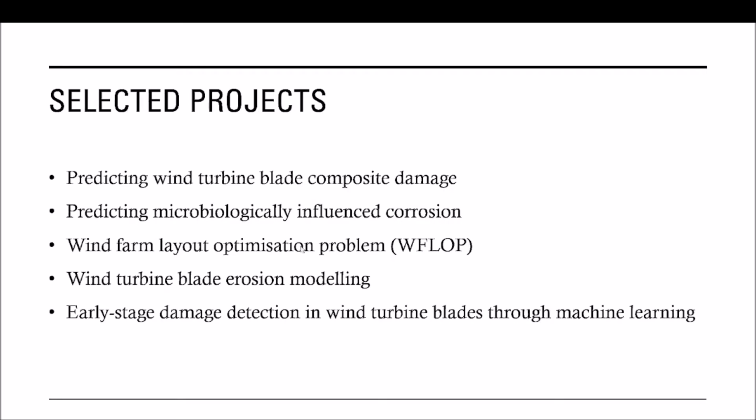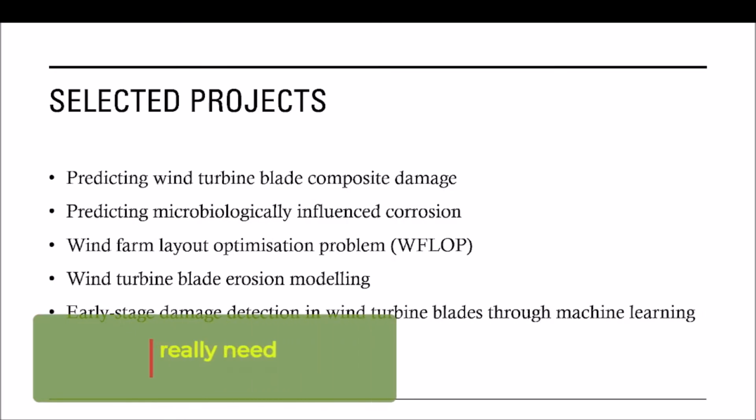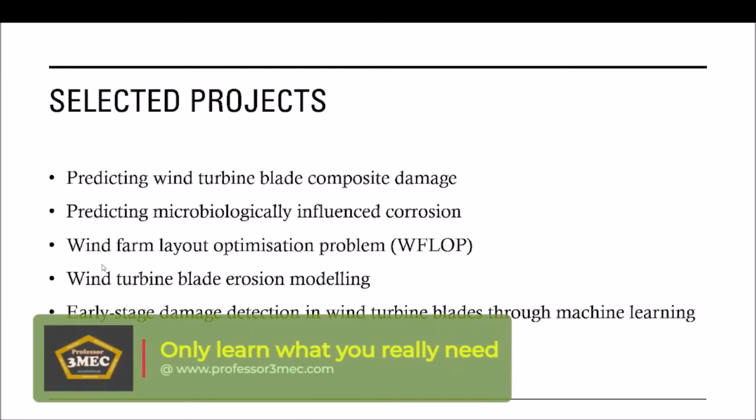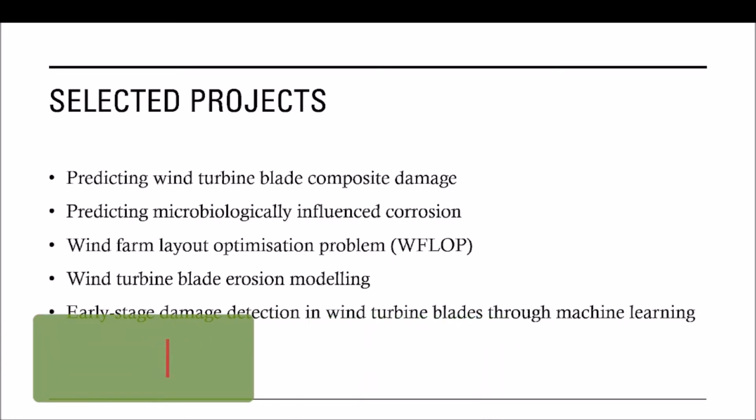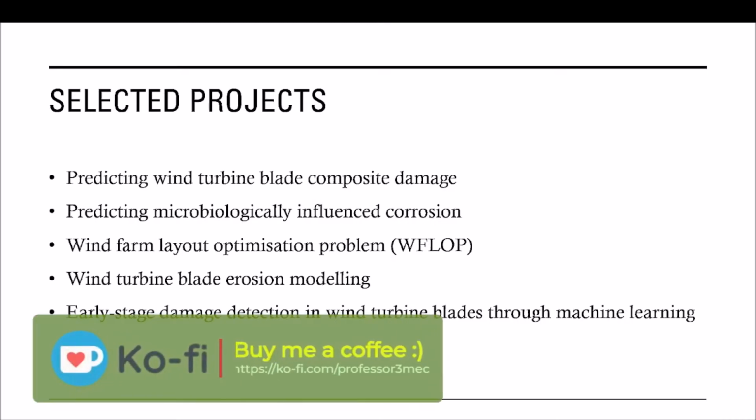If you have the data, you can use machine learning, train it, test it, and then use it for your real life application. Also, if you're designing a wind farm, then the layout of the wind farm, how far the wind turbines should be from each other and how they are arranged, is an optimization problem. So we have tried that also through machine learning and similar approaches.